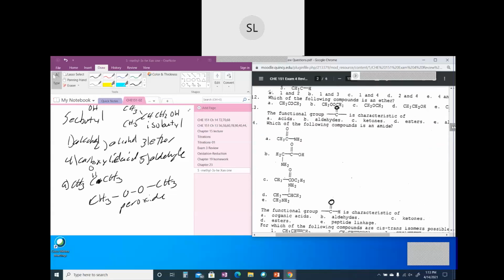All right, which one of these is an amide? Well, A is an amide. That is a primary amide. It's NH2. The second one here is a carboxylic acid and an amine. This is an amino acid. This is glycine. We're going to do that for the next test.